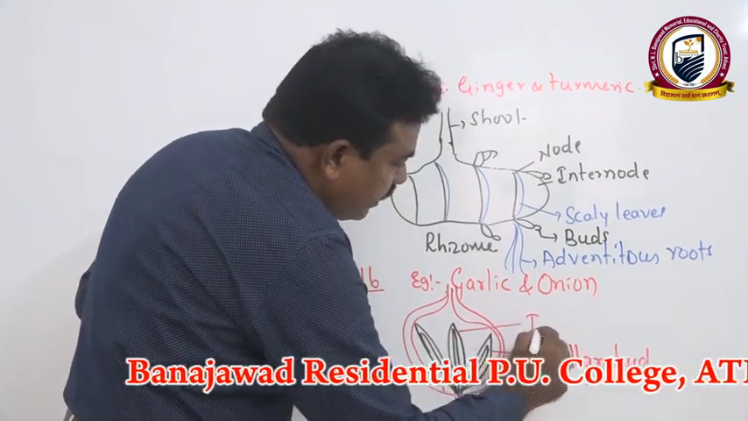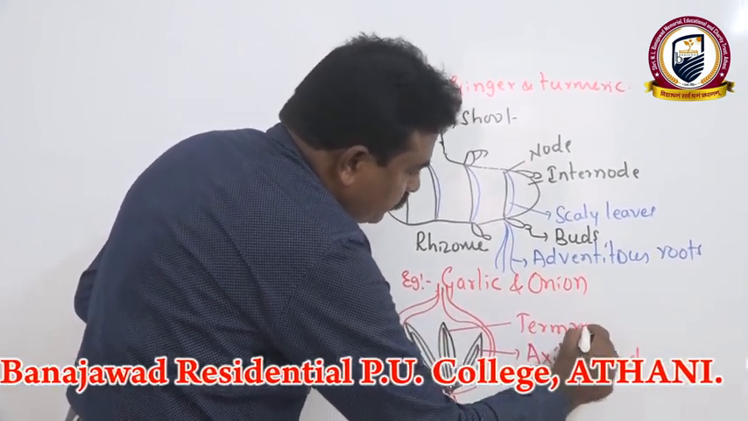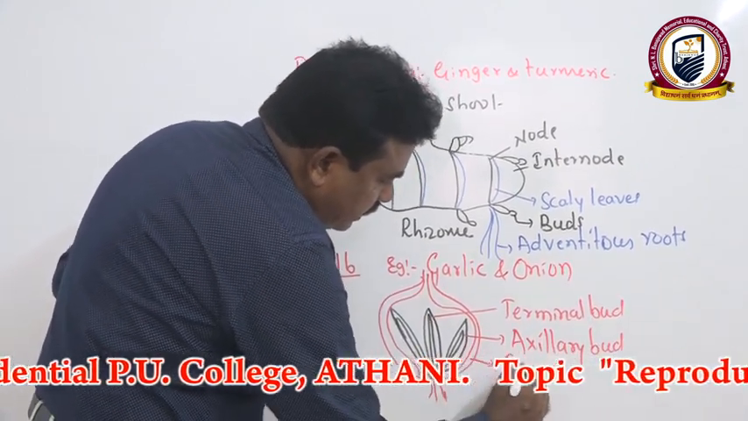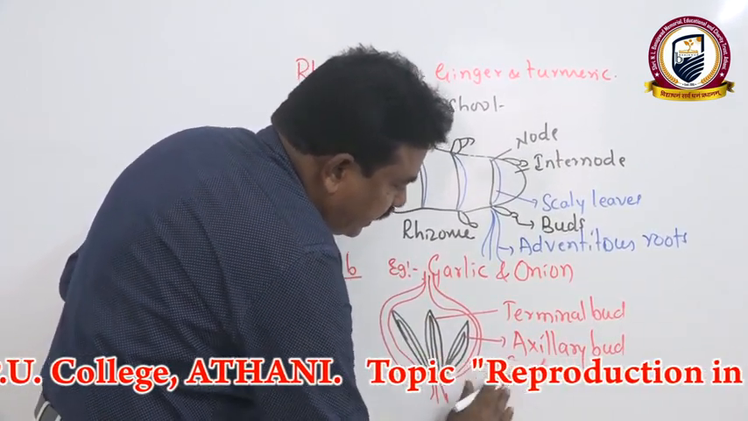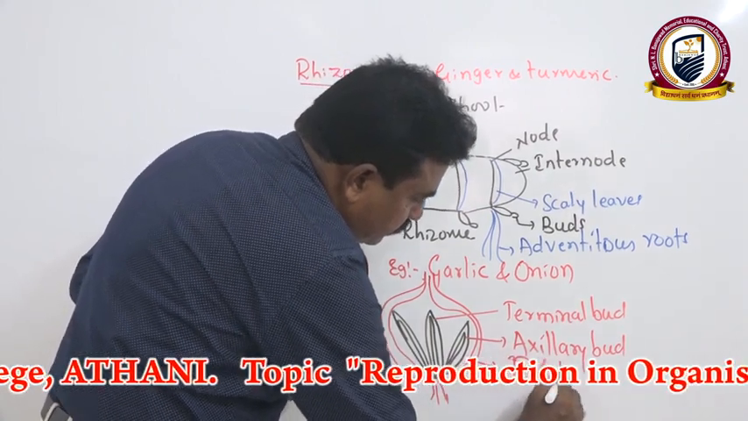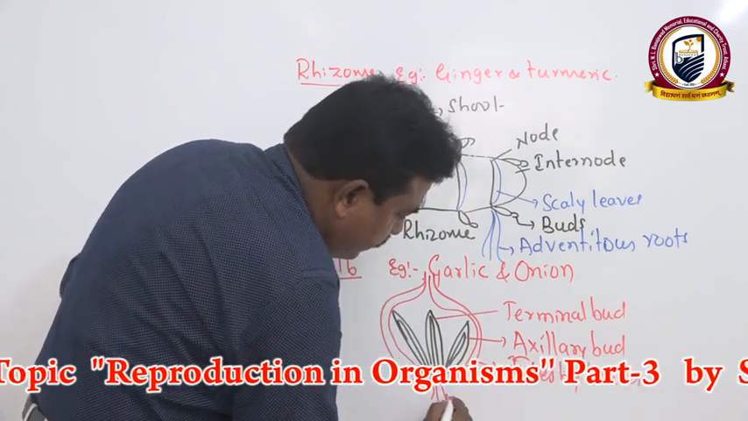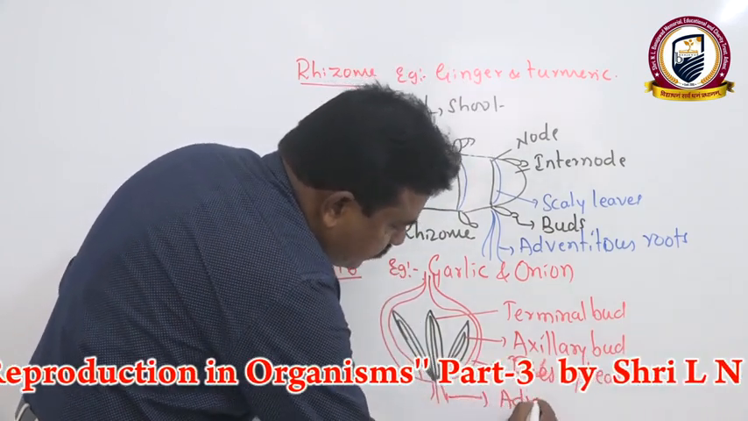These are terminal buds. These are fleshy leaves. Then adventitious roots.